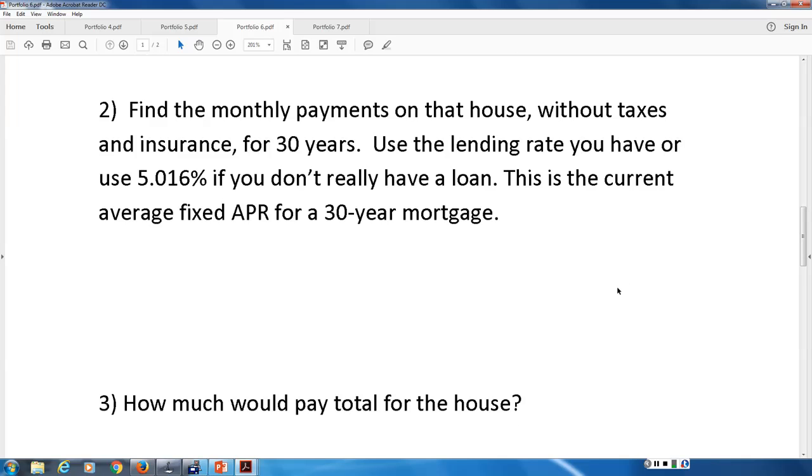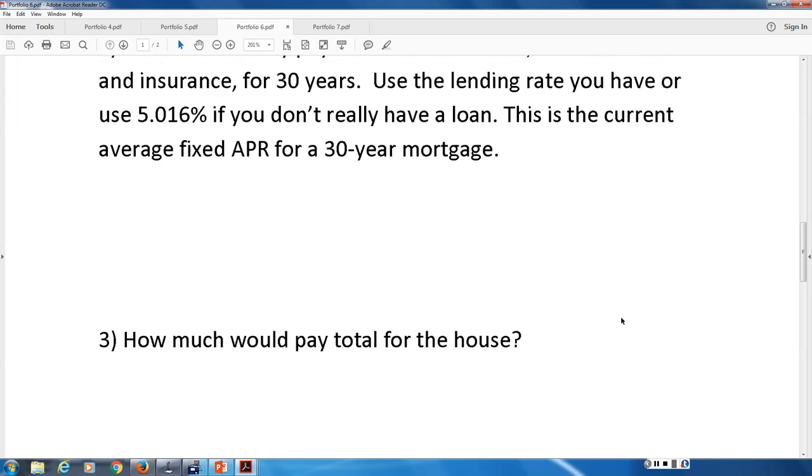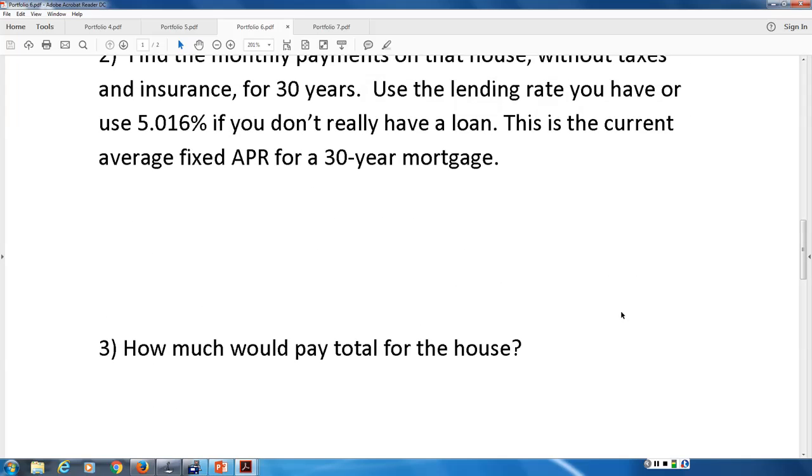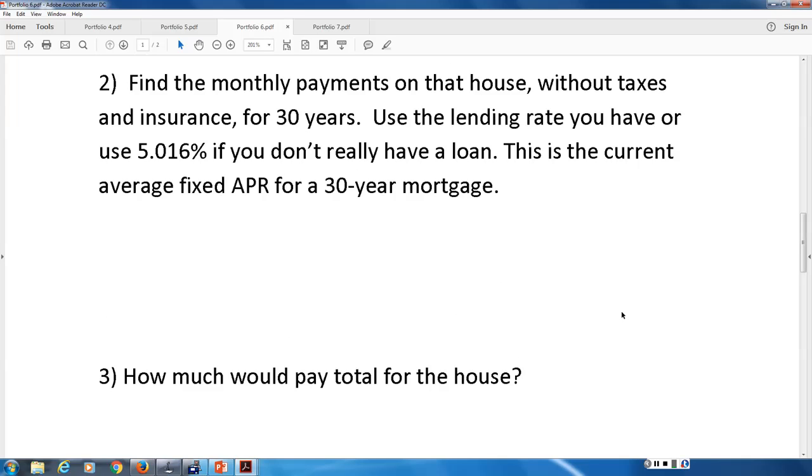That's, at the time that she wrote the activity, that was the current average fixed APR for 30 years. I think it's probably a little bit lower than that right now. And the reason we're not doing the down payment is because it would be tricky for everybody to figure out what their down payment would have to be, because that varies by lending institution. And it varies by your credit score. So we're just going to assume off the top you can get 100% financing.